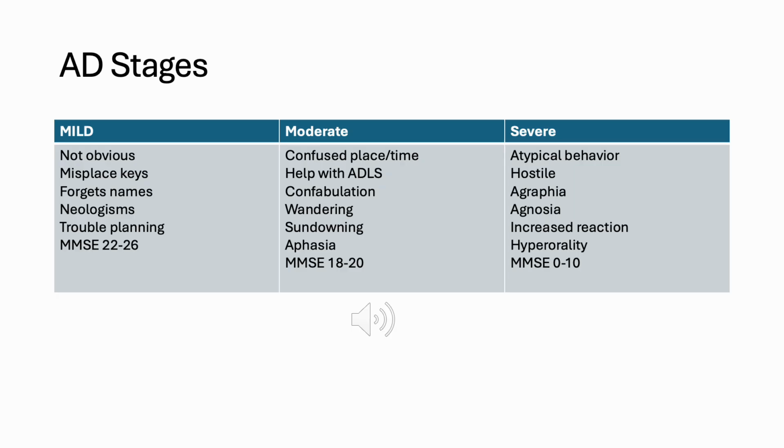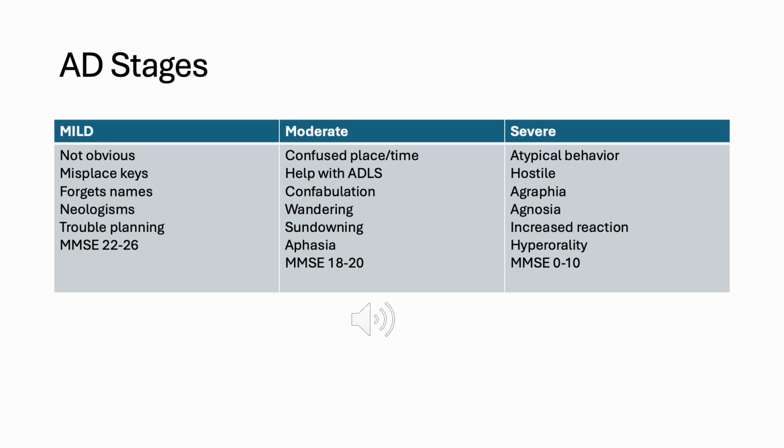And then for moderate, this is where they start getting confused to place and time. They need help with ADLs like dressing, possibly eating. You may have to give them finger foods to eat, and check their pockets because they could put food in their pockets and you don't want them to eat it later when it's spoiled, right? Confabulation, so they'll make up stories to fill in the gaps because they can't remember.